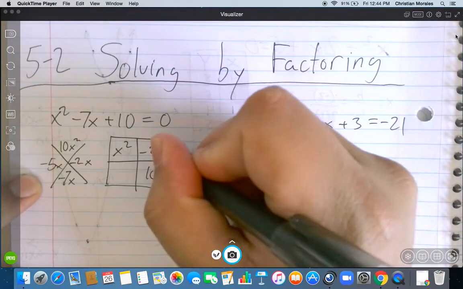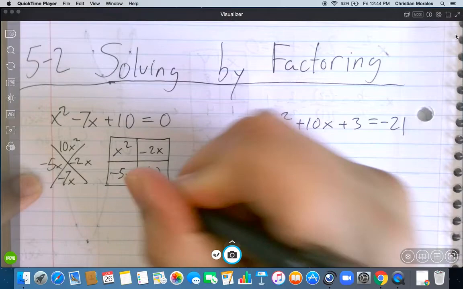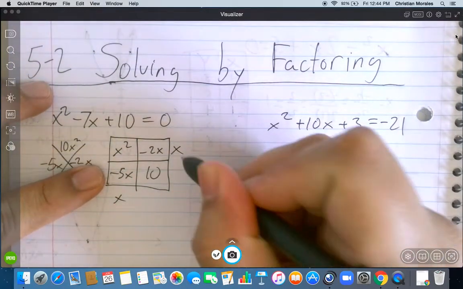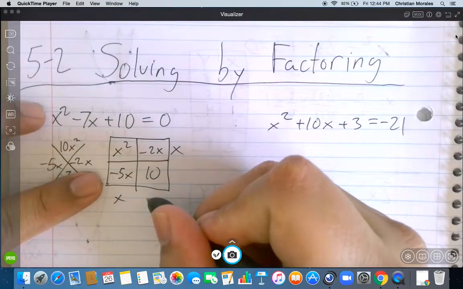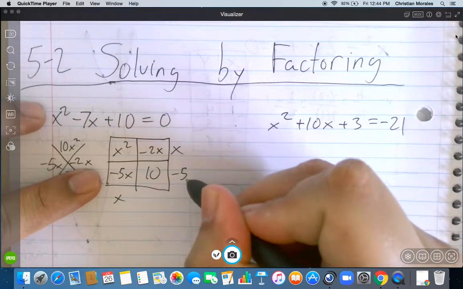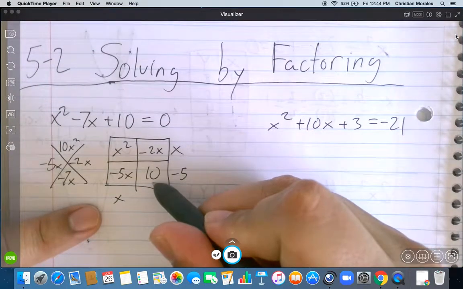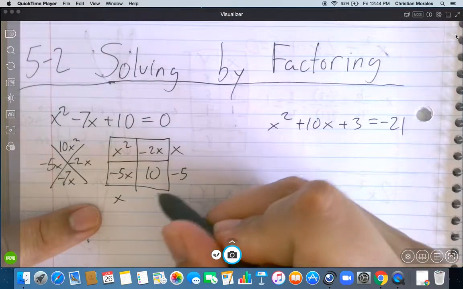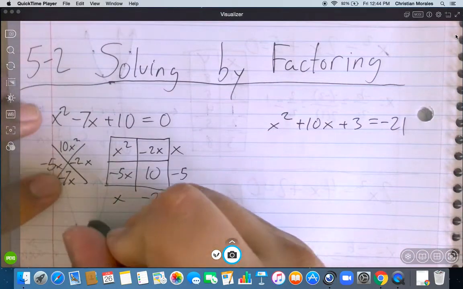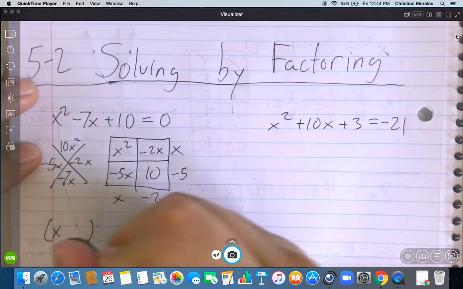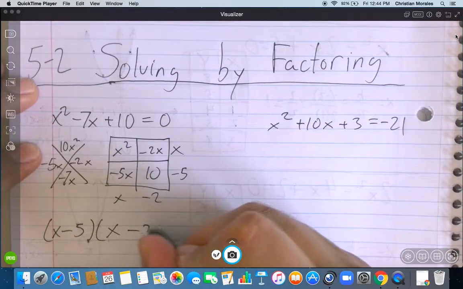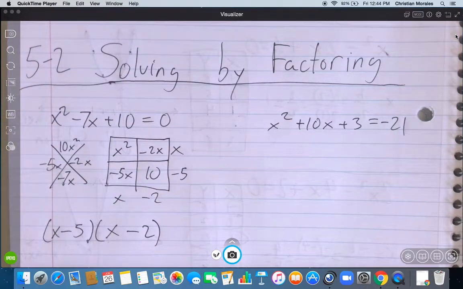So we put those numbers in here, and now we factor. So what makes x squared? X times x. What makes negative 5x? Well, negative 5 times x. What makes positive 10 if you multiply that by negative 5? A negative 2. So your parentheses will look like this. You'd have x minus 5, x minus 2.